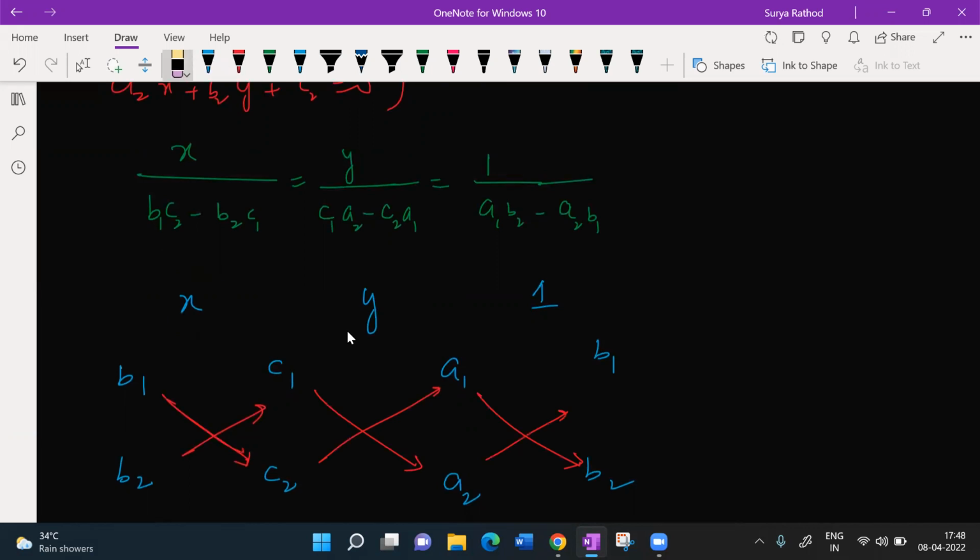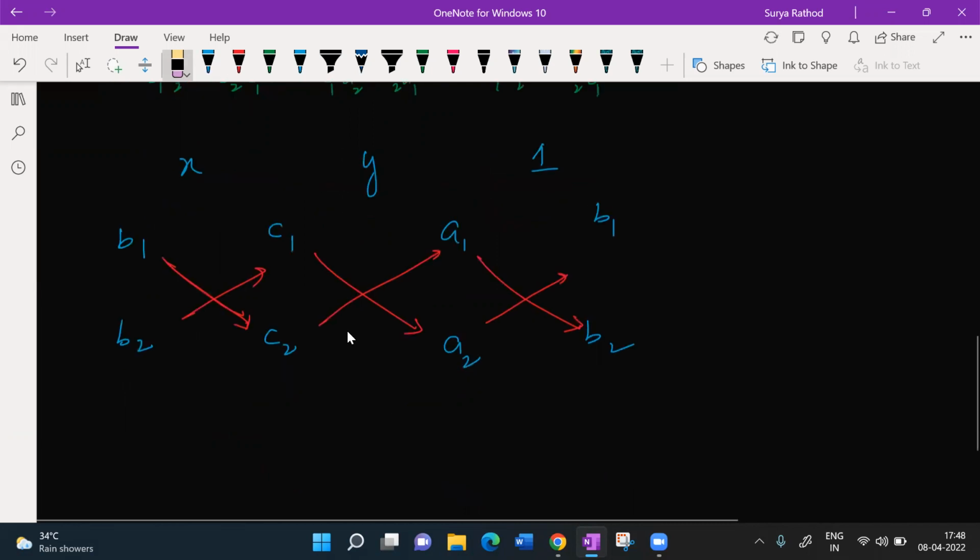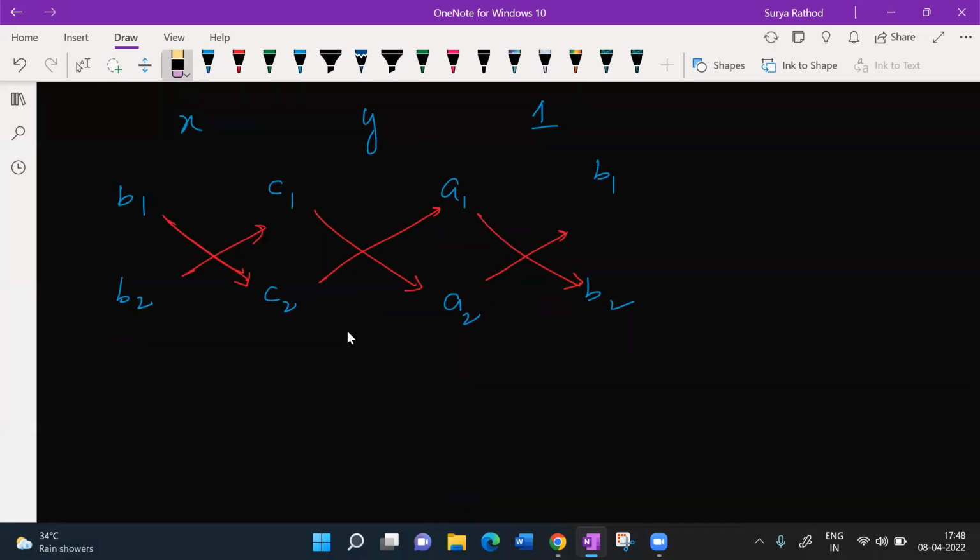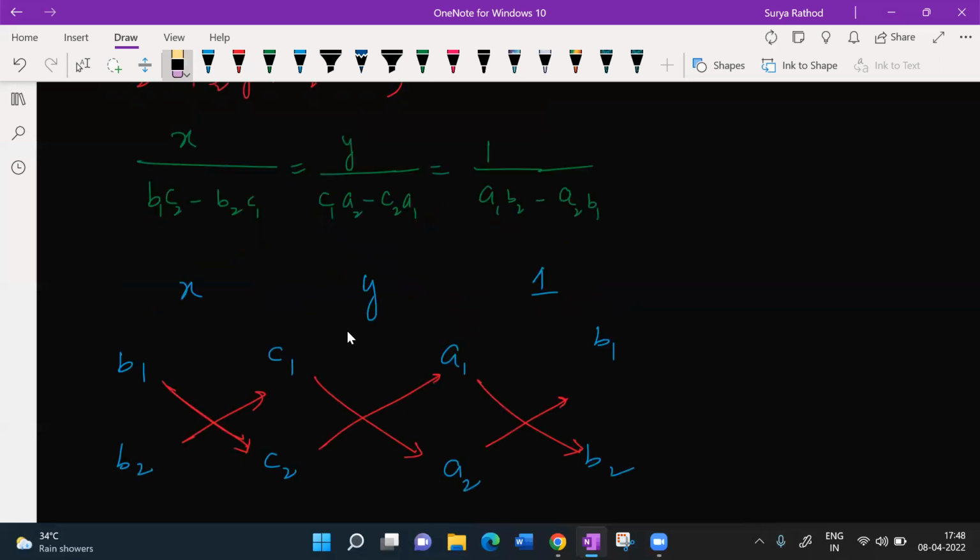Understood? Any doubts? That's how we got it. You'll be learning again, so don't worry. We were going with the real numbers. Hope it is clear. If you apply this formula, you can solve that. Very simple concept.